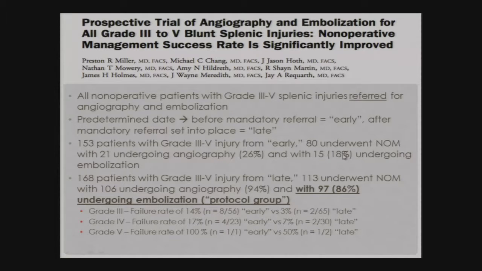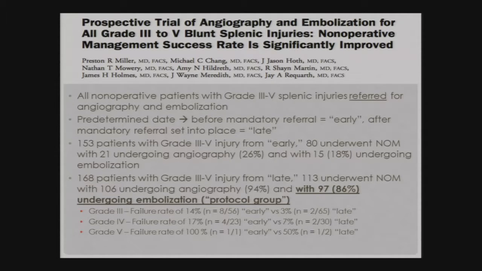And then after the mandatory referral, you can see that those who underwent angiography went up significantly, as you would expect. So 106 out of 113 underwent angiography. Those 7 were, again, left up to the discretion of the angiographer, so that was why not all 113 were there. And then there were a few patients who had acute renal failure that negated their ability to receive a large contrast load with embolization and angiography.